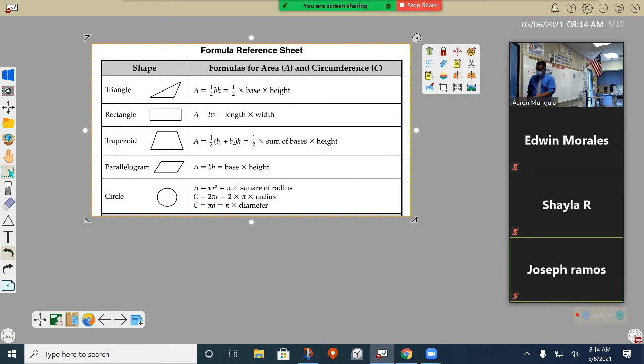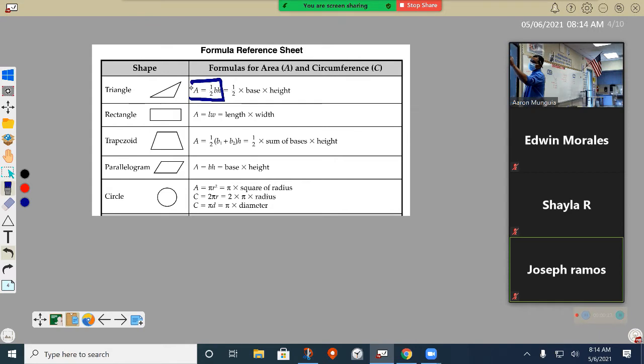The area formulas for the 5 basic shapes are right here. The area of a triangle is 1/2 base times the height, right there. The rest of this is just telling you how to say the variables. The area of a rectangle is length times width. The area of a trapezoid is 1/2 base 1 plus base 2 times the height. The area of a parallelogram is base times height. And the area of a circle is pi r squared.